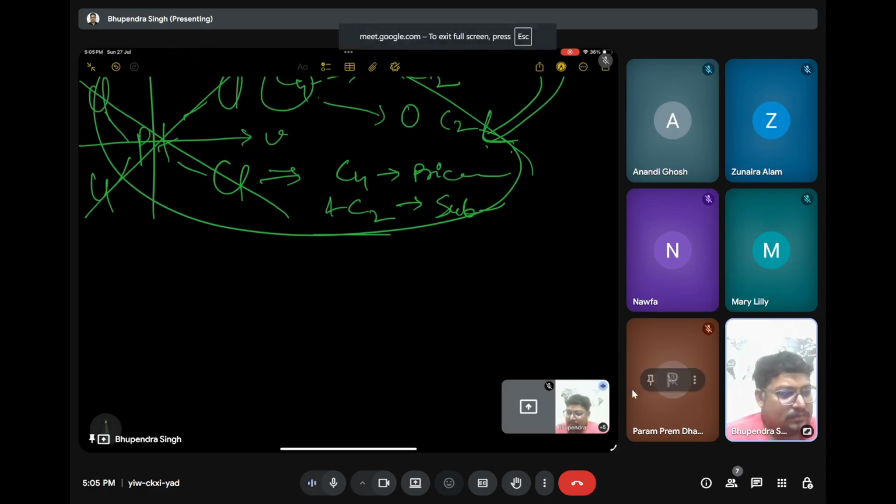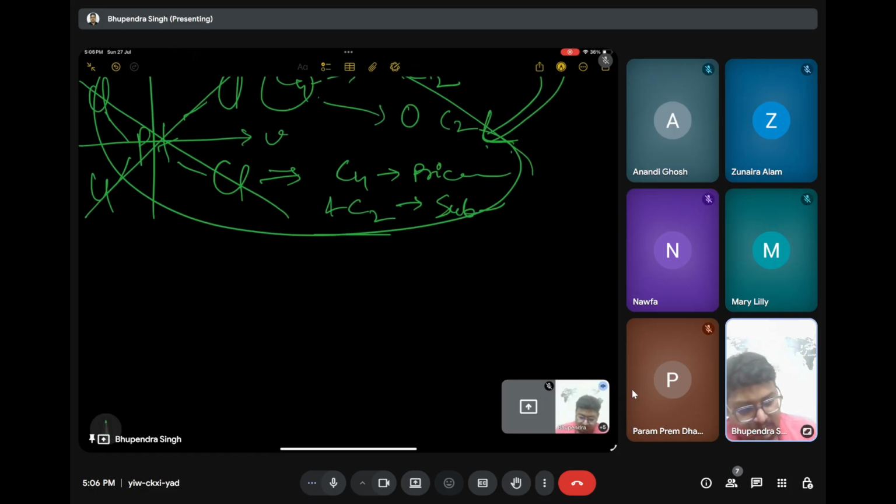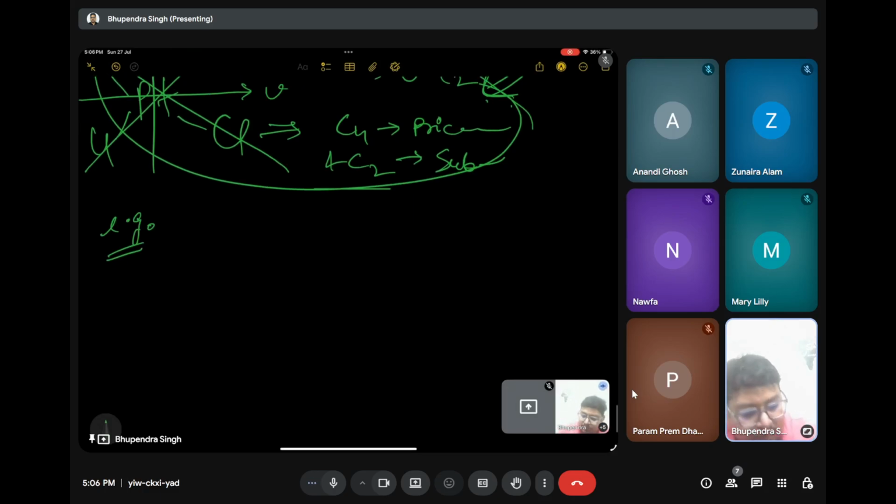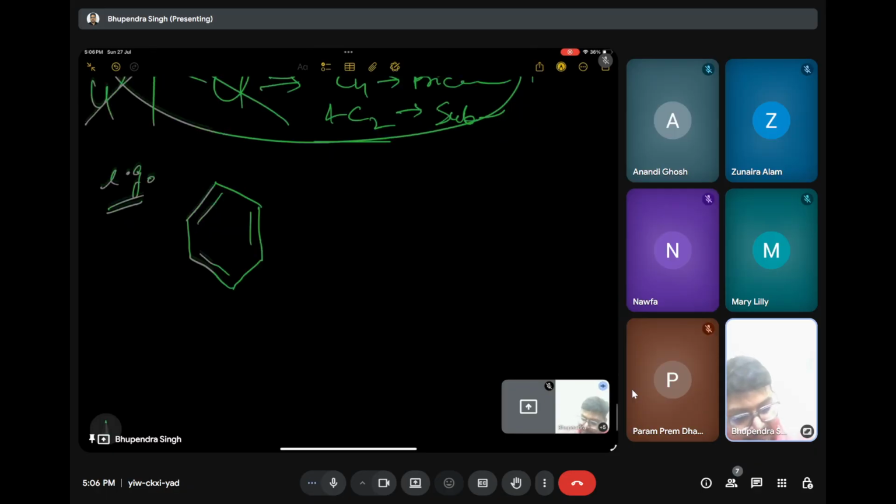Okay, now another example I would give you is benzene. Maybe my drawing is not that great, but still you can manage.